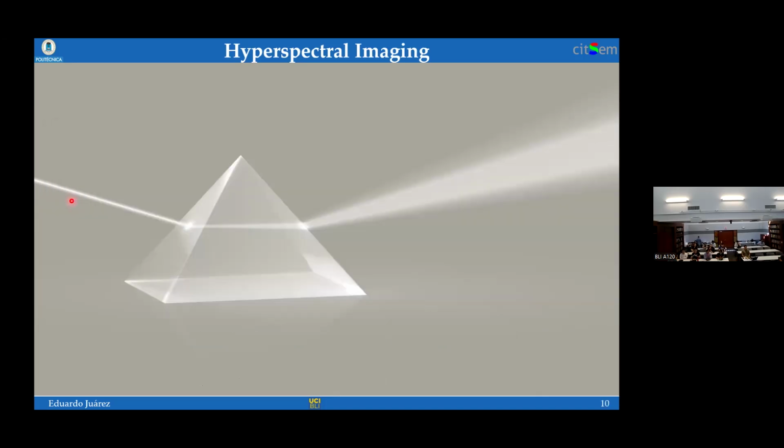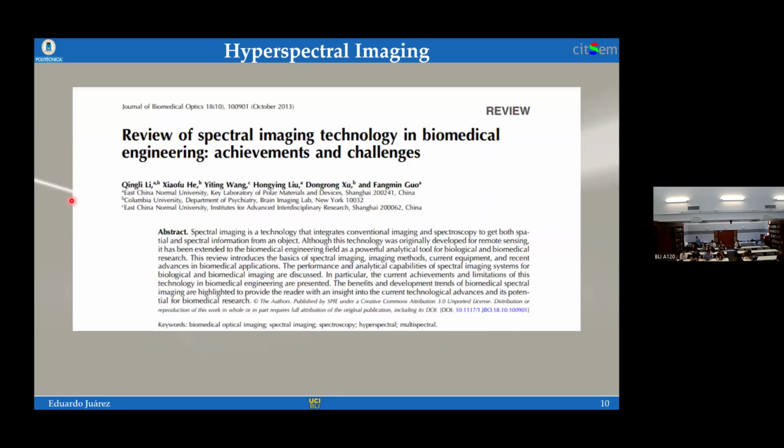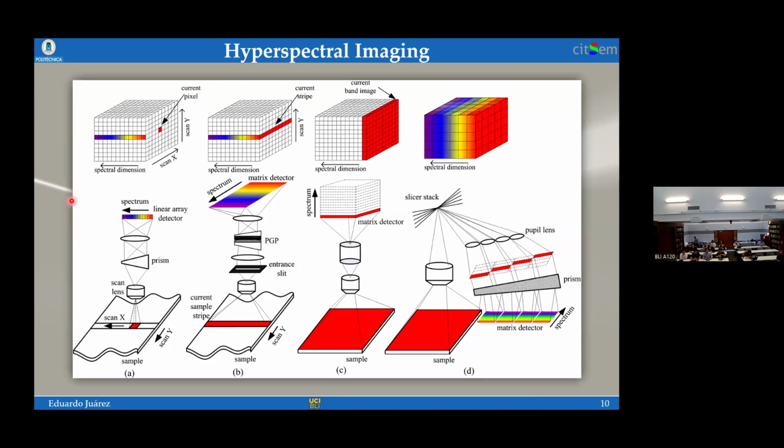In the literature, there have been many proposals and technologies to capture this spectral information. Getting into the details, we have spot scanning, line scanning, band sequential scanning, and the snapshot. The snapshot is a way to capture the spatial and the spectral information in only one shot.